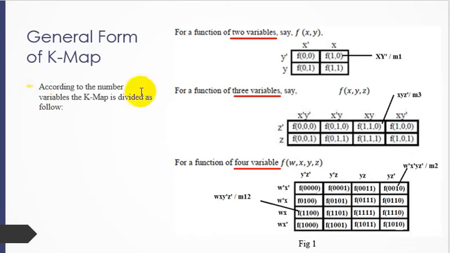Generally the K-maps are divided on the basis of the variables. On the right hand side you can see that different types of K-maps are available, and these K-maps are based on the number of variables. If you have two variables, then the K-map is represented like this.